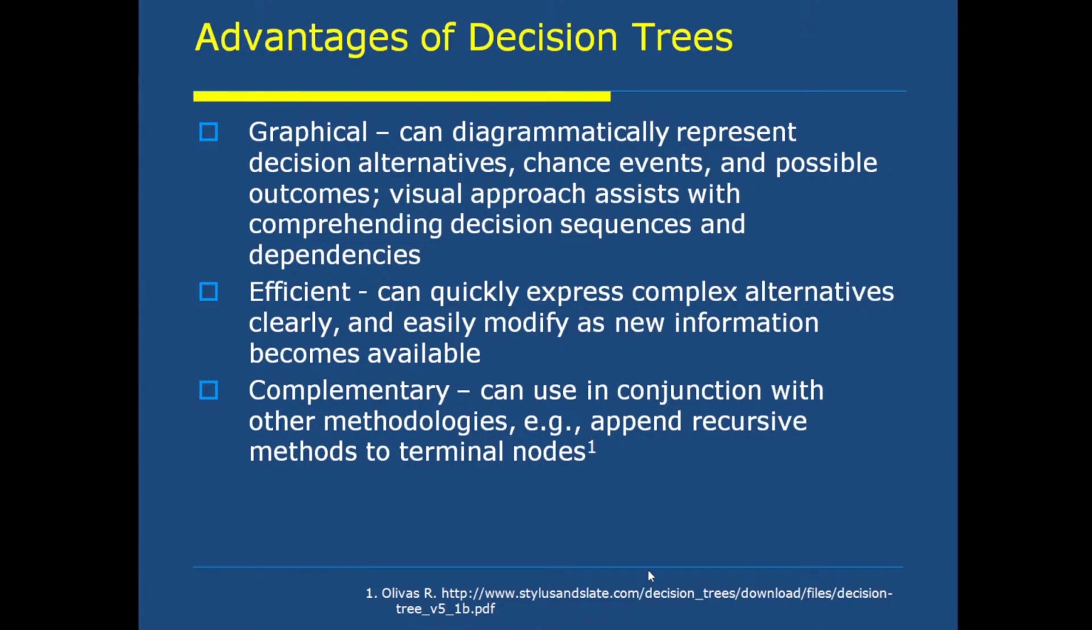Decision trees are efficient: they can quickly express common alternatives clearly, and can easily be modified as new information becomes available. They are also complementary, and can be used in conjunction with other methodologies, for example, recursive methods applied to terminal nodes.